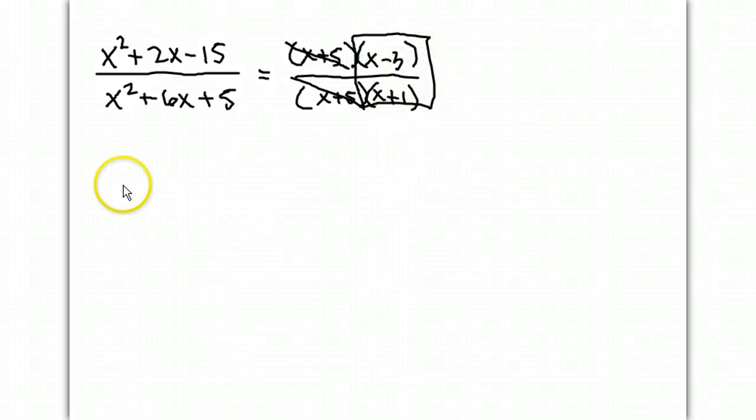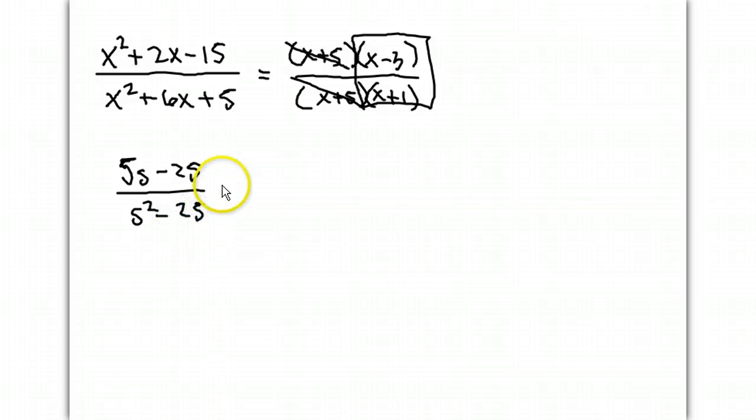Let's try that again. Let's say that we have 5s minus 25, and we're dividing that by s squared minus 25. When you look at the top, a 5 can be factored out, and what you have is s minus 5 left over. Perhaps I should have chosen different letters because my s's and 5's look alike.